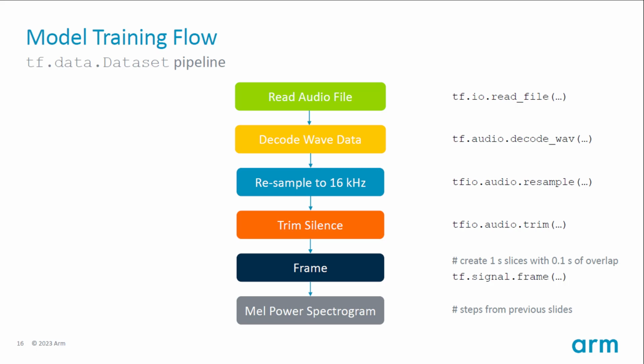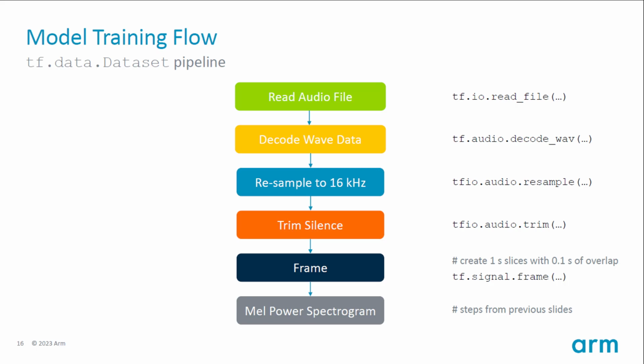TensorFlow provides a tf.data.dataset pipeline, which can be used to pre-process your training data in parallel, so it can do things really fast instead of sequentially. The first step in the pipeline is going to be reading the binary data from the file using tf.io.read_file. Then we'll decode the wave file using tf.audio.decode_wav, and then resample any samples which aren't 16 kilohertz to 16 kilohertz using the resample function. One extra step I did is to trim the silence from the beginning and the end of the audio samples, just so that's not in the training data.